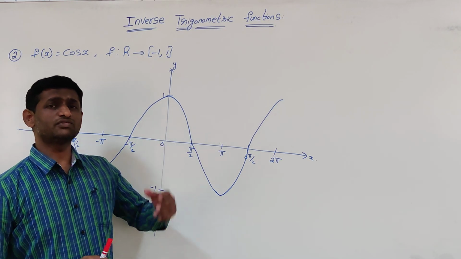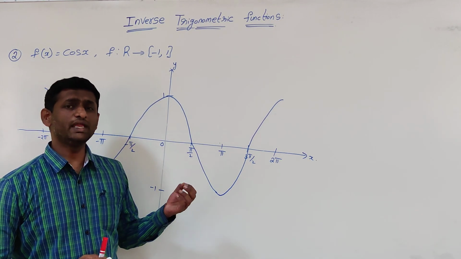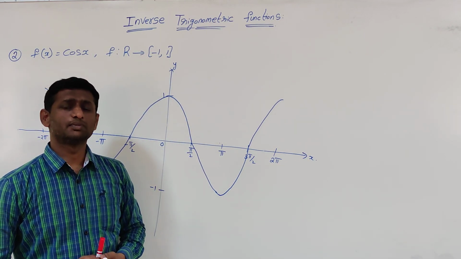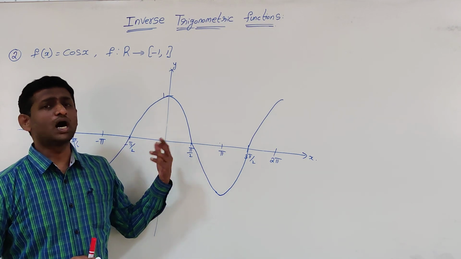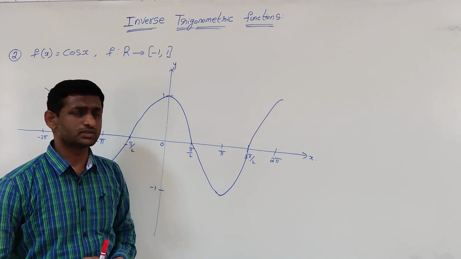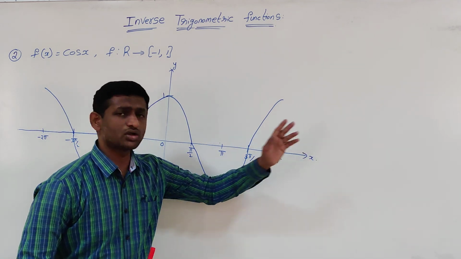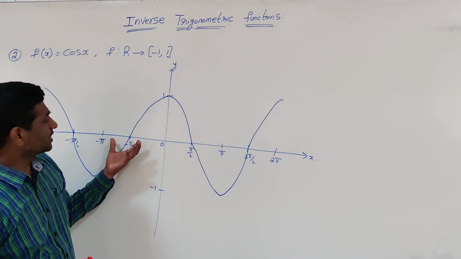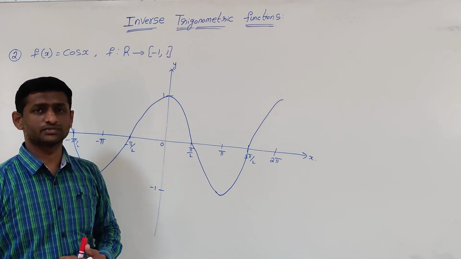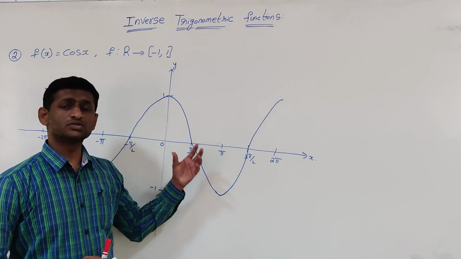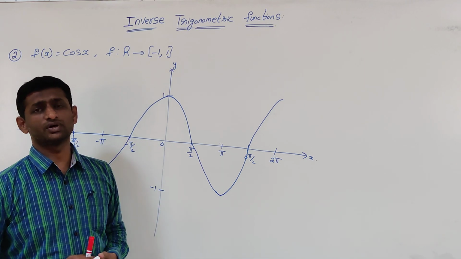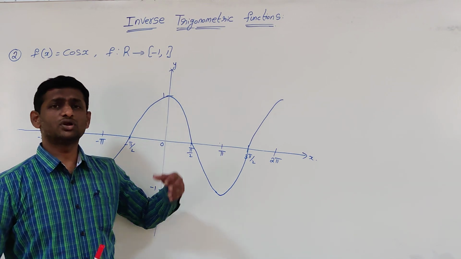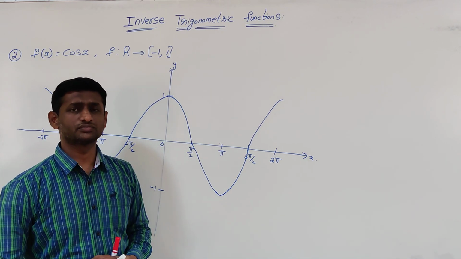So cos x is a function with domain R to range closed interval -1 comma +1. Means the domain is R. It is defined for all angles. So if the inputs are on the x-axis and the outputs are on the y-axis, this is the graph for cos x. But this cos x is not a 1-1 function. If it is not 1-1, it is not a bijection. If it is not a bijection, the inverse does not exist.